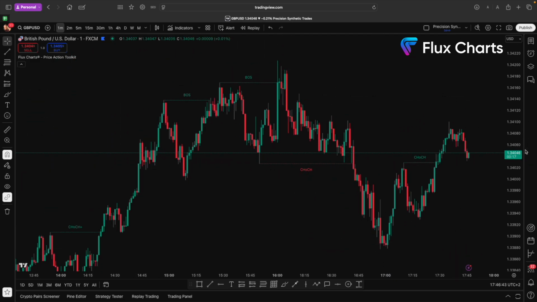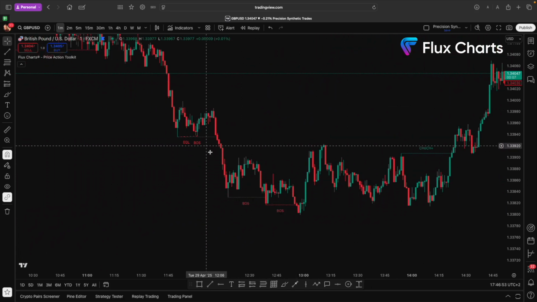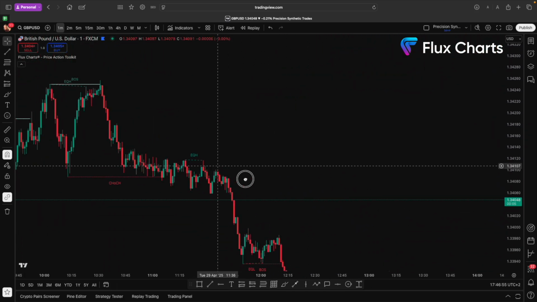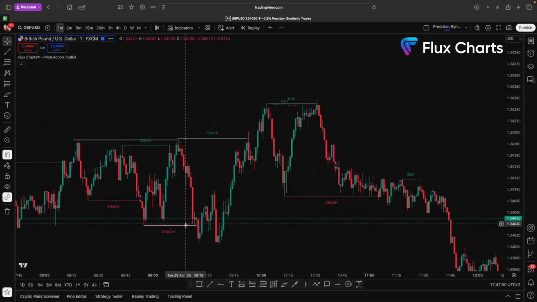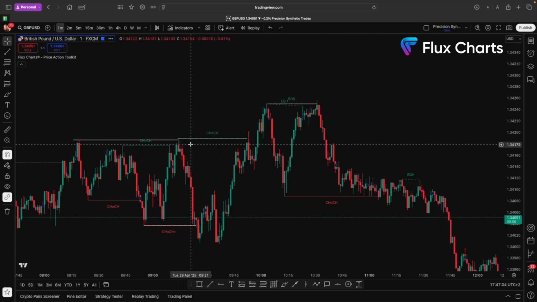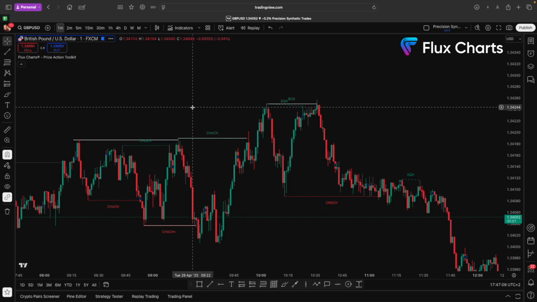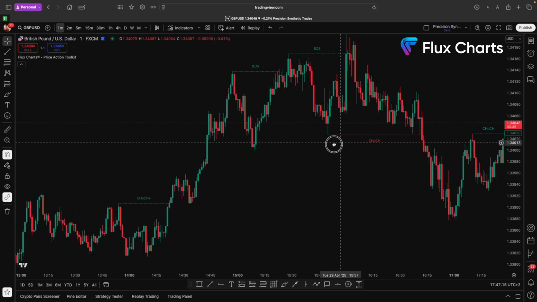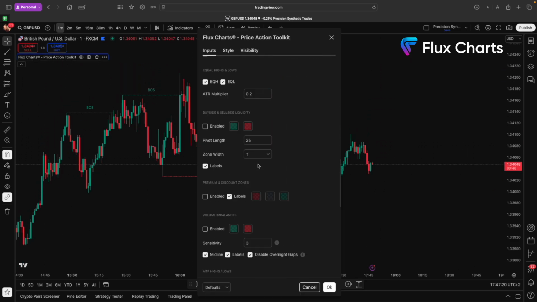So now instead of you drawing out your break of structure and your market structure shifts, this is drawing it out for you. So if you go back, you can literally see how this draws it out for you. Look how close we were as well with all of these lines, with the liquidity grabs, how beautifully they line up with the indicator. So this is the market structure section on the Price Action Toolkit.